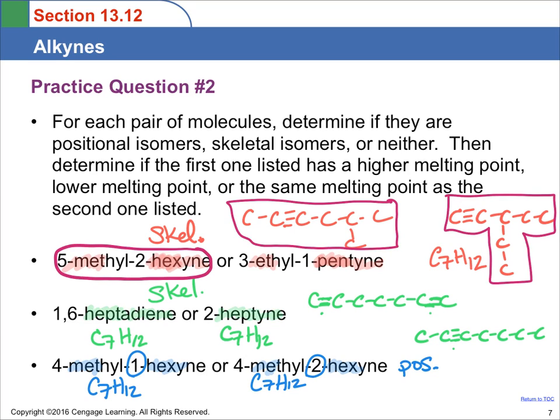For the second option here, we have a triple bond versus double bonds. And on the previous slide, we had triple bonds having the higher melting and boiling points. So that makes 2-heptyne higher. Then for the last structure, we have the same formula, same connectivity, same functional group. So here they're going to be the same.